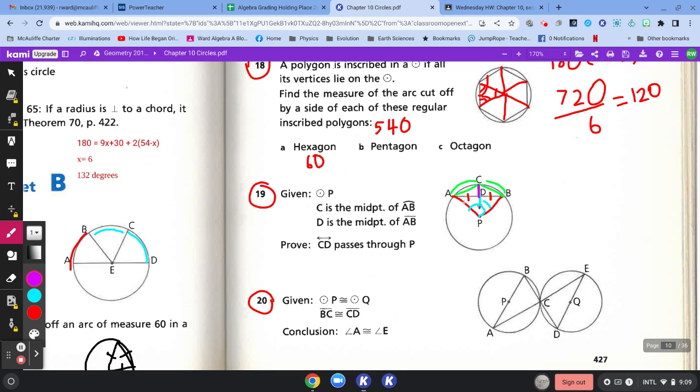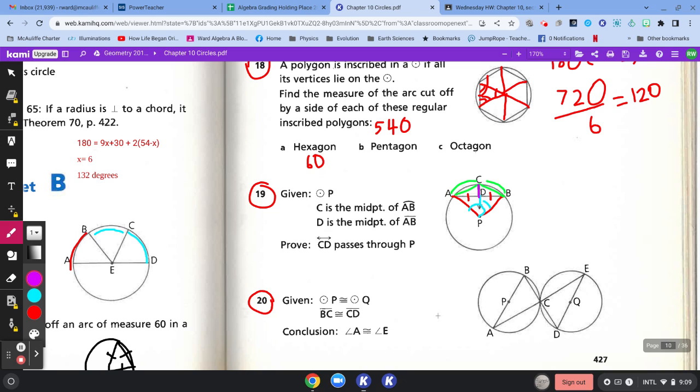And then once we had proven that the chords are congruent, and we know P is equidistant from A and B, we know that all 3 points are equidistant. So CD is a perpendicular bisector, and P lies on a perpendicular bisector of AB, and we're good.